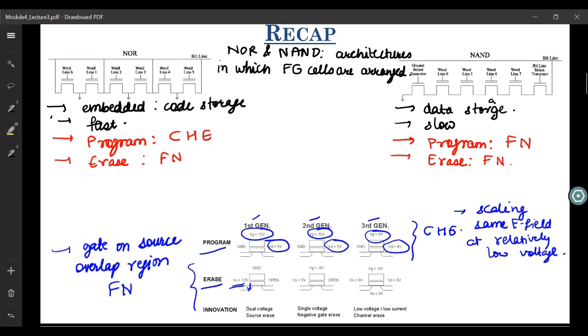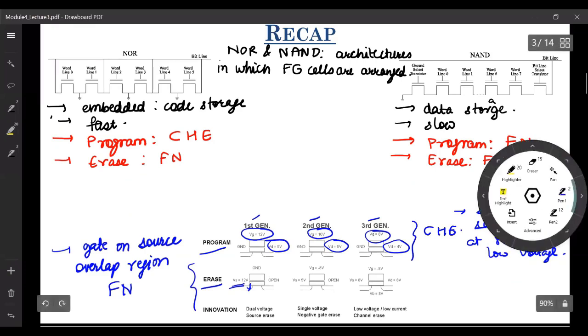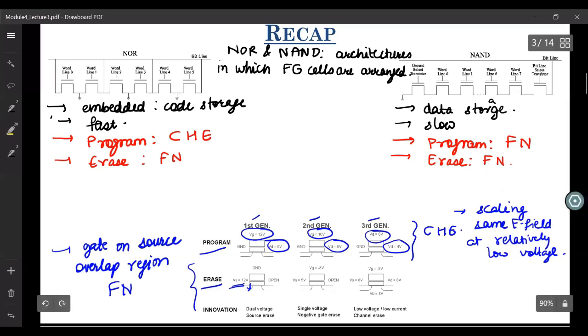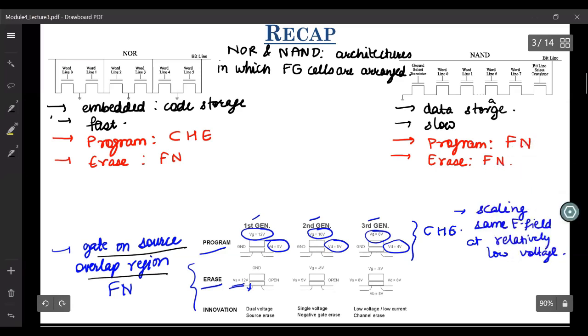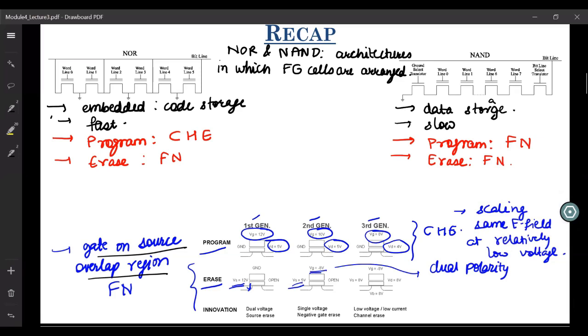So then in the second generation, they were still using the same mechanism, your tunneling was happening in the gate on source overlap region itself, but now they used what is known as dual polarity. So effectively, they distributed the entire voltage for tunneling between your source and your gate. They applied a negative voltage on the gate and a positive voltage on the source, and still tunneling was taking place only in the gate on source overlap region.